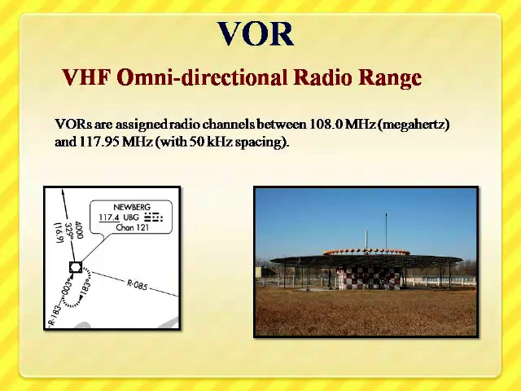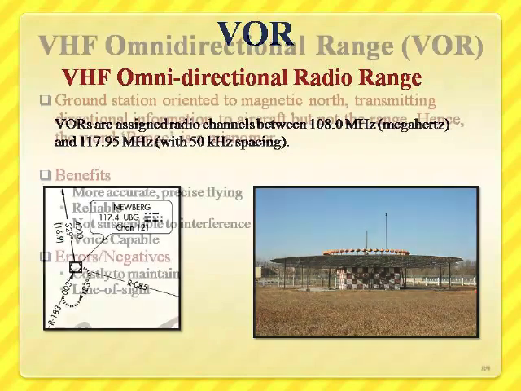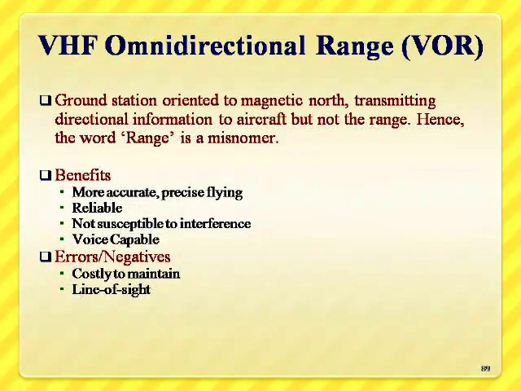A typical VOR system is shown in this picture. How does it operate? The ground station is oriented to magnetic north, transmitting directional information to the aircraft but not the range. Hence the word range here is a misnomer. What are the benefits we are going to have with this? It's more accurate, precise flying is possible, it's reliable, not susceptible to interference, and it is voice capable. The drawbacks are that it's costly to maintain, and line of sight errors are likely to appear.